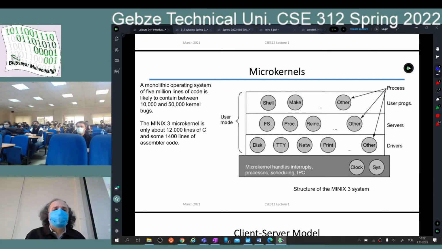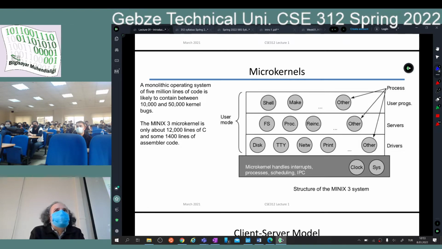People use this microkernel idea, this Minix 3. Okay, it's an experimental operating system by the author of this book, Tannenbaum. He started with Minix, then Minix 2 and Minix 3. So it uses this idea. It says that I have only 12,000 lines of C code and 1,400 lines of assembly code for the kernel.